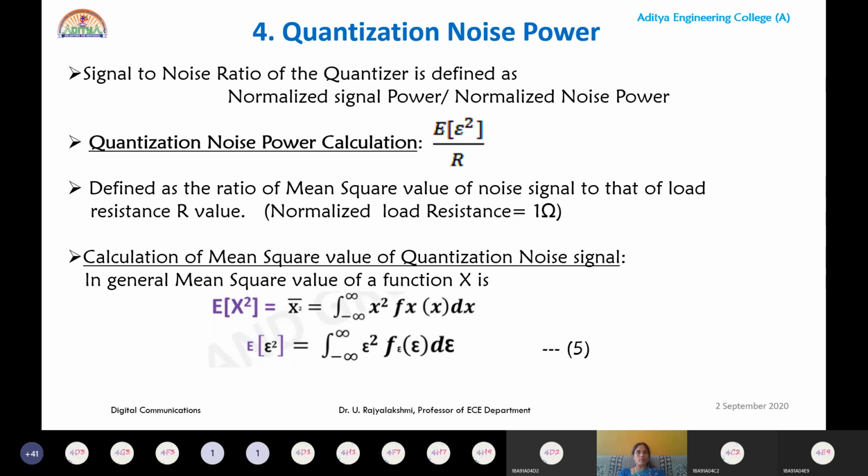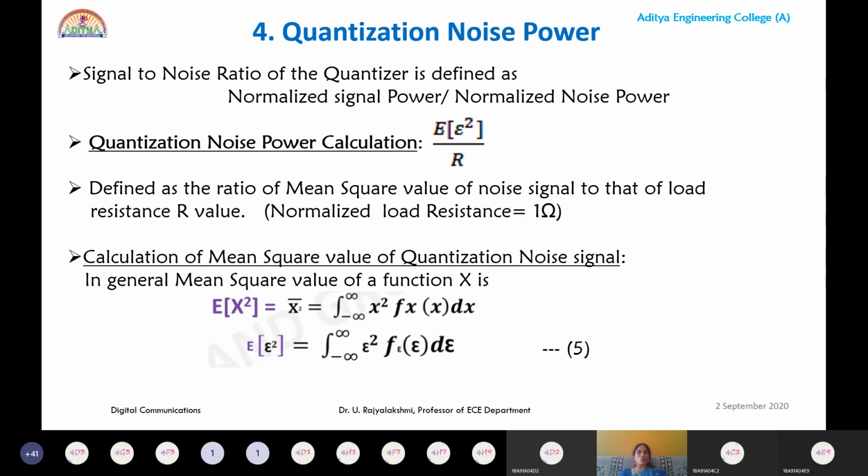So what we can conclude from this slide, we are going to calculate the signal to noise ratio. How can we define the signal to noise ratio? It is defined as the ratio of normalized signal power to normalized noise power. So let us calculate the normalized noise power first. Under normalization, R is 1 ohm, so quantization noise power is directly equal to the mean square value of the noise signal, because the denominator R equals 1 ohm. Now let us calculate the expectation of error square, that is nothing but the mean square value of the quantization error.